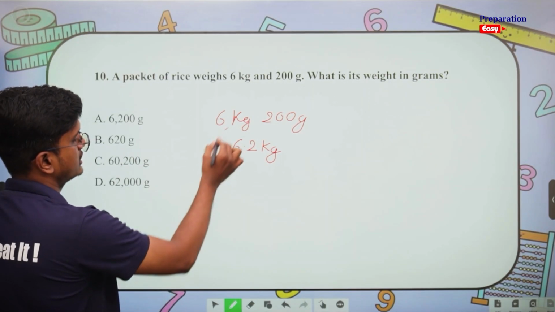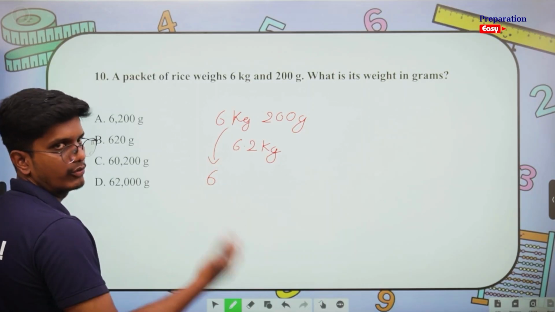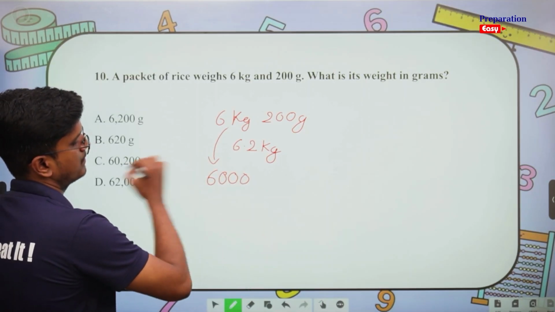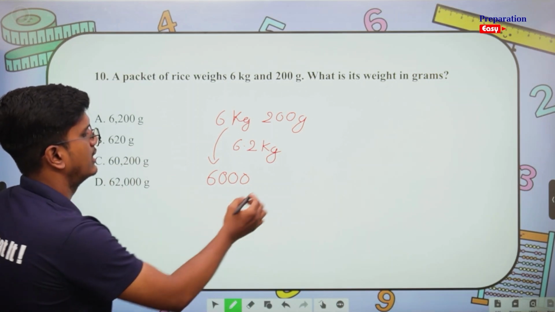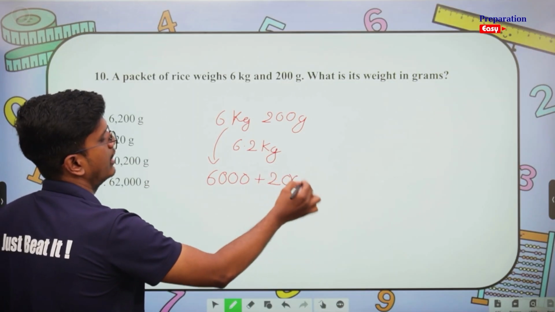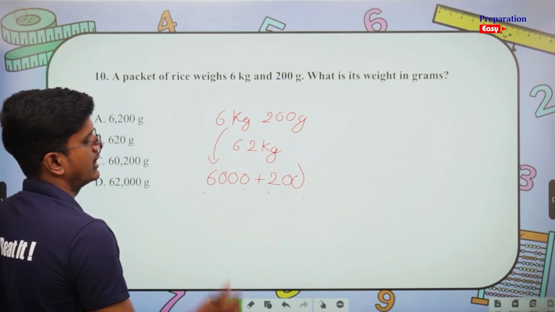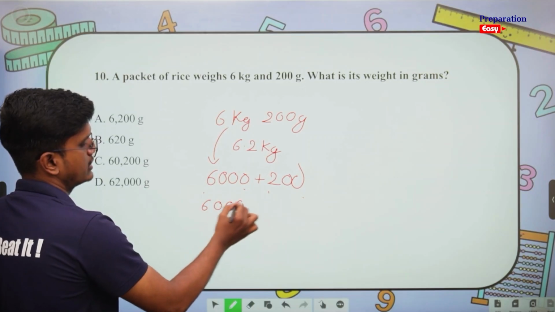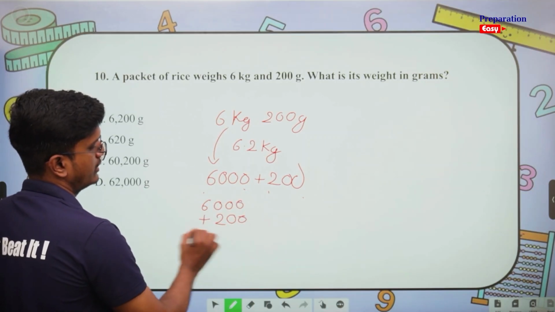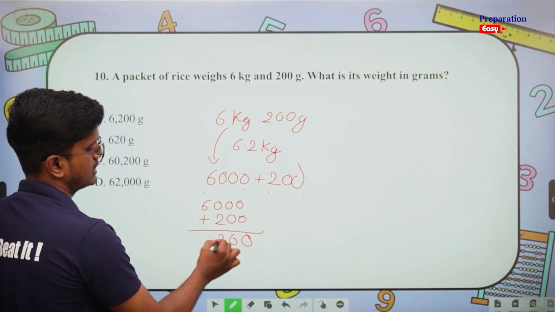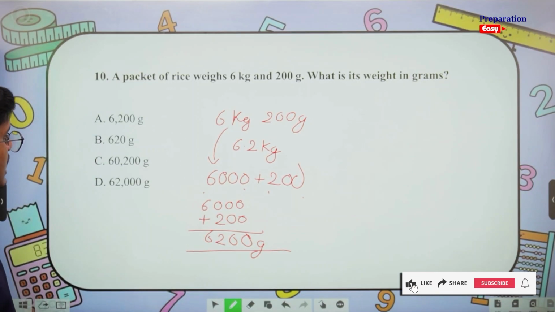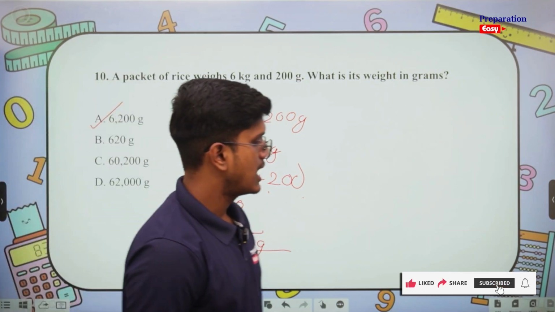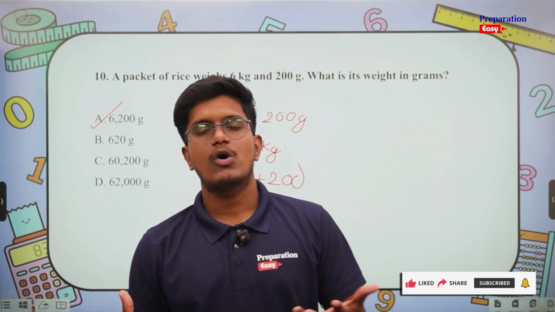So 6 kg is how much? If we convert into grams, we multiply by 1000, which gives 6,000, or just add 3 zeros to it, and we have 200 grams already there. Add them together: 6,000 plus 200 is 6,200 grams. Do we have the option? Yes, we do have the option of 6,200 grams. So this was all about the weight.